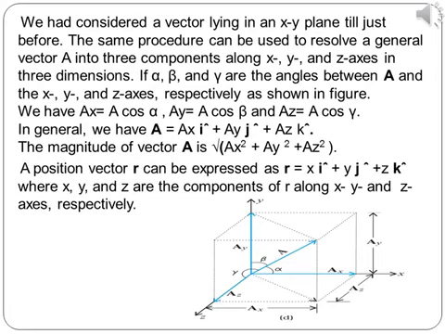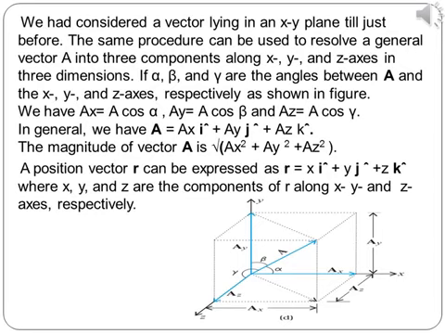we have Ax is equal to A cos alpha, Ay is equal to A cos beta, and Az is equal to A cos gamma. In general, we have vector A is equal to Ax i cap plus Ay j cap plus Az k cap. Then the magnitude of the vector A can be mathematically expressed as the square root of Ax square plus Ay square plus Az square.